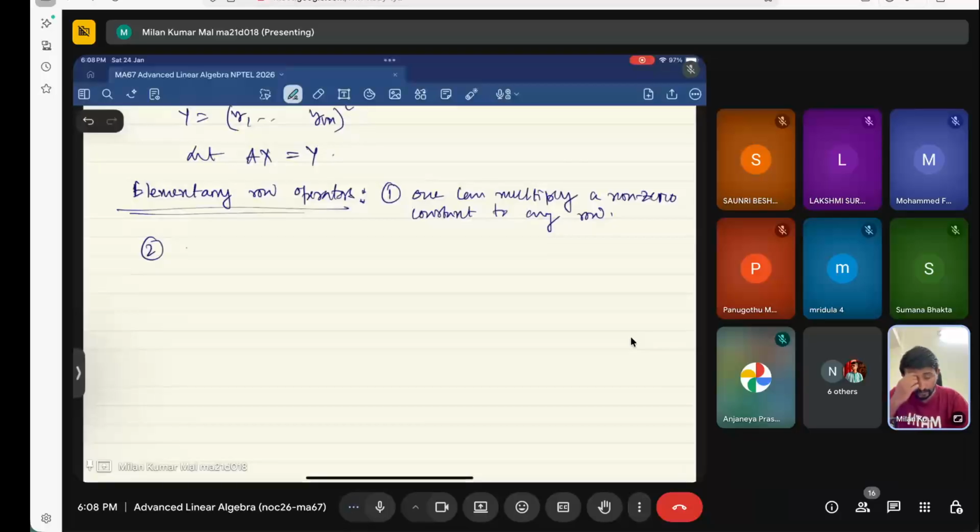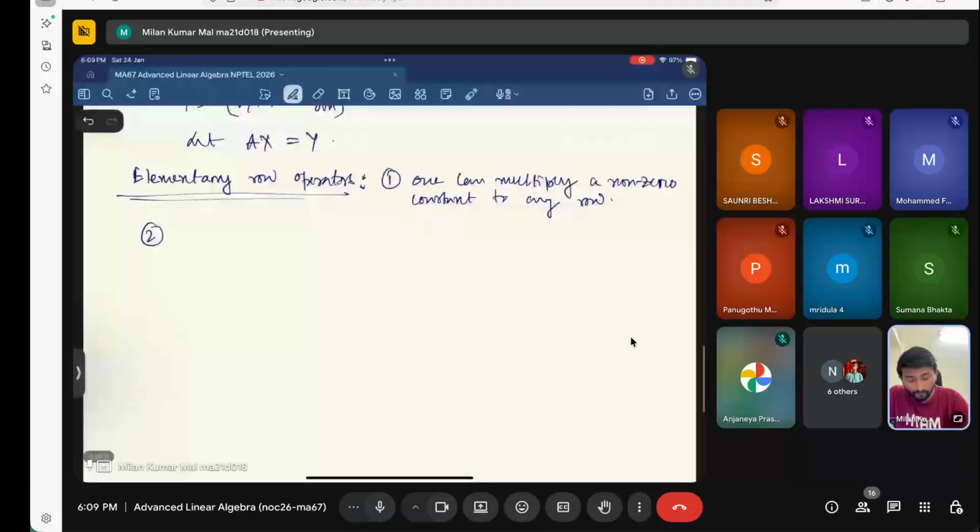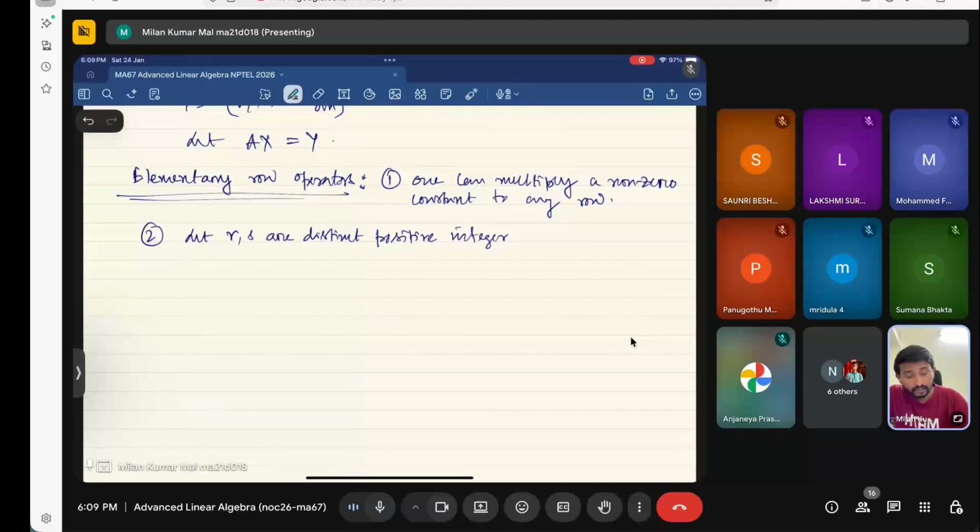you can multiply. Suppose you have a matrix like this, A. Suppose R is not equal to S, and R and S are less than or equal to M. That means they are integers. Let R, S be distinct positive integers, and R and S are less than or equal to M. So that will denote row R and row S, basically something like that.